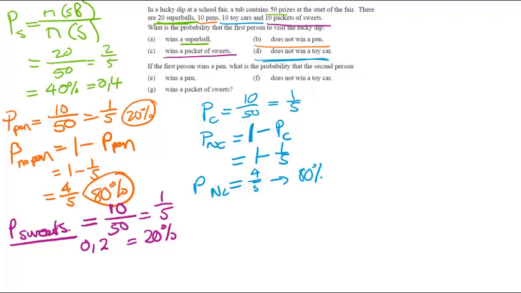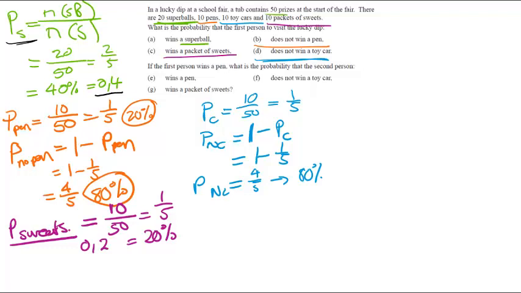If we were to add words to these, we could say that the probability of you getting a Super Ball is unlikely but close to even, right? 0.4 is close to even. The probability of getting a pen is unlikely, and the probability of not getting a pen is likely. Probability of you getting sweets is unlikely. So the word scale, yeah, it's there. Let's look at the next question.